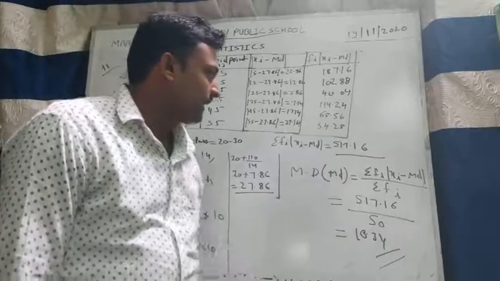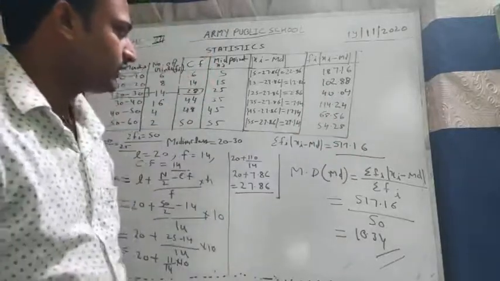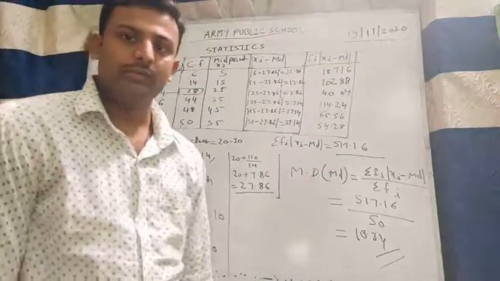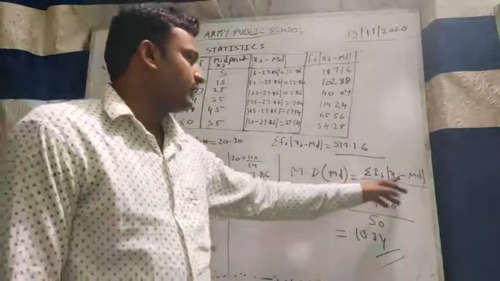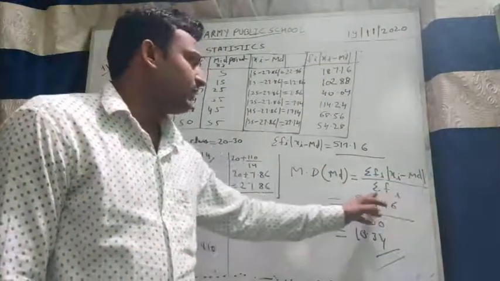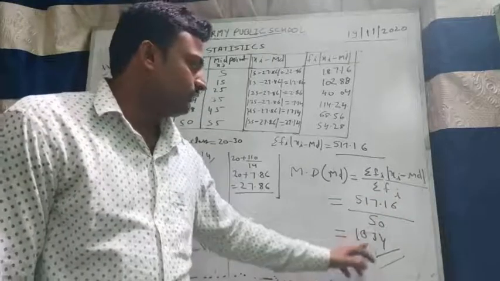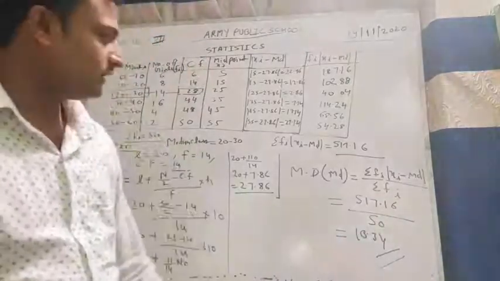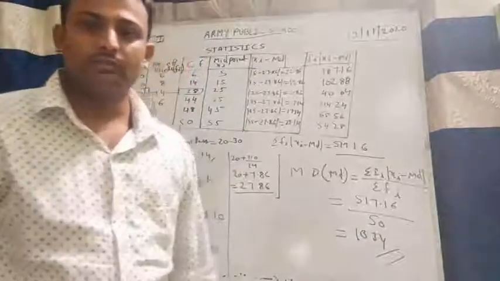After summation of this, we get 517.16. Now we know the formula of mean deviation, which is summation Fi modulus xi minus median by summation Fi. Now we will put the values and get the result. This will be our mean deviation with the help of median.